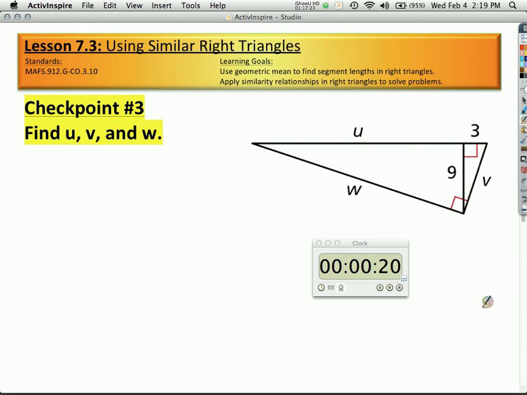The relationship is height is going to be equal to square root of u inverse.